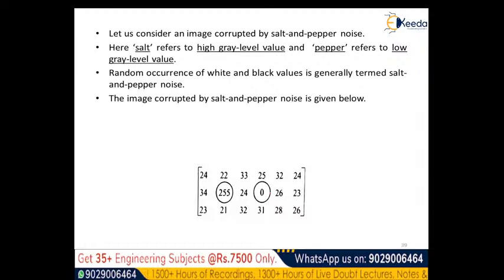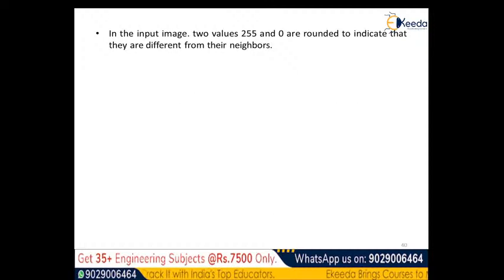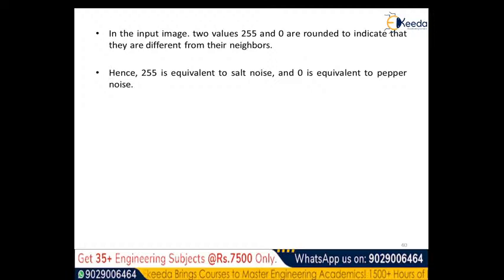So this is nothing but the noise here. The loss of information has occurred here, and we have recovered it with the help of median filtering. Now what is the first task here? We have to judge that the input image has the two values 255 and 0, which are different from their neighbors. So 255 is equivalent to the salt noise and 0 is equivalent to the pepper noise.